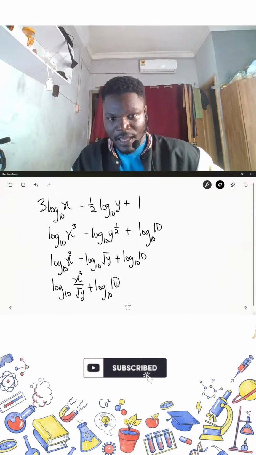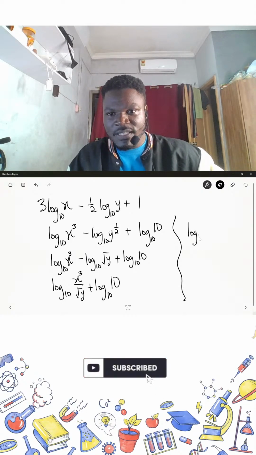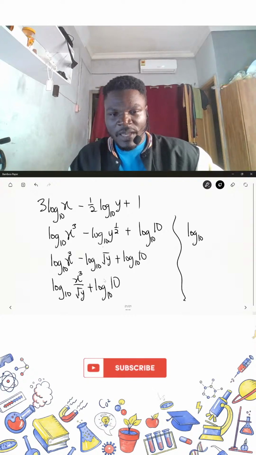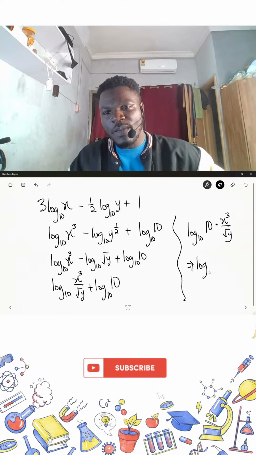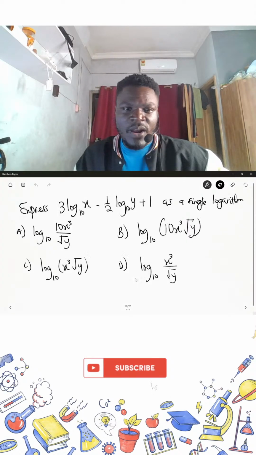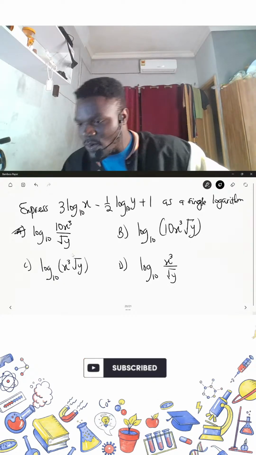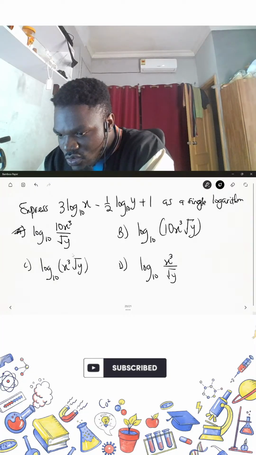Because we still have log, we'll just maintain one of the logs, so we have log base 10. Then this will now become 10 multiplied by everything over here, because they are adding, so 10 multiplied by x cube over the root of y, and that will give us log base 10 of 10x cube over the root of y. And if we look at the possible options, it is option A that will give us that answer. So yes, option A is the correct answer, and you guys are all right.